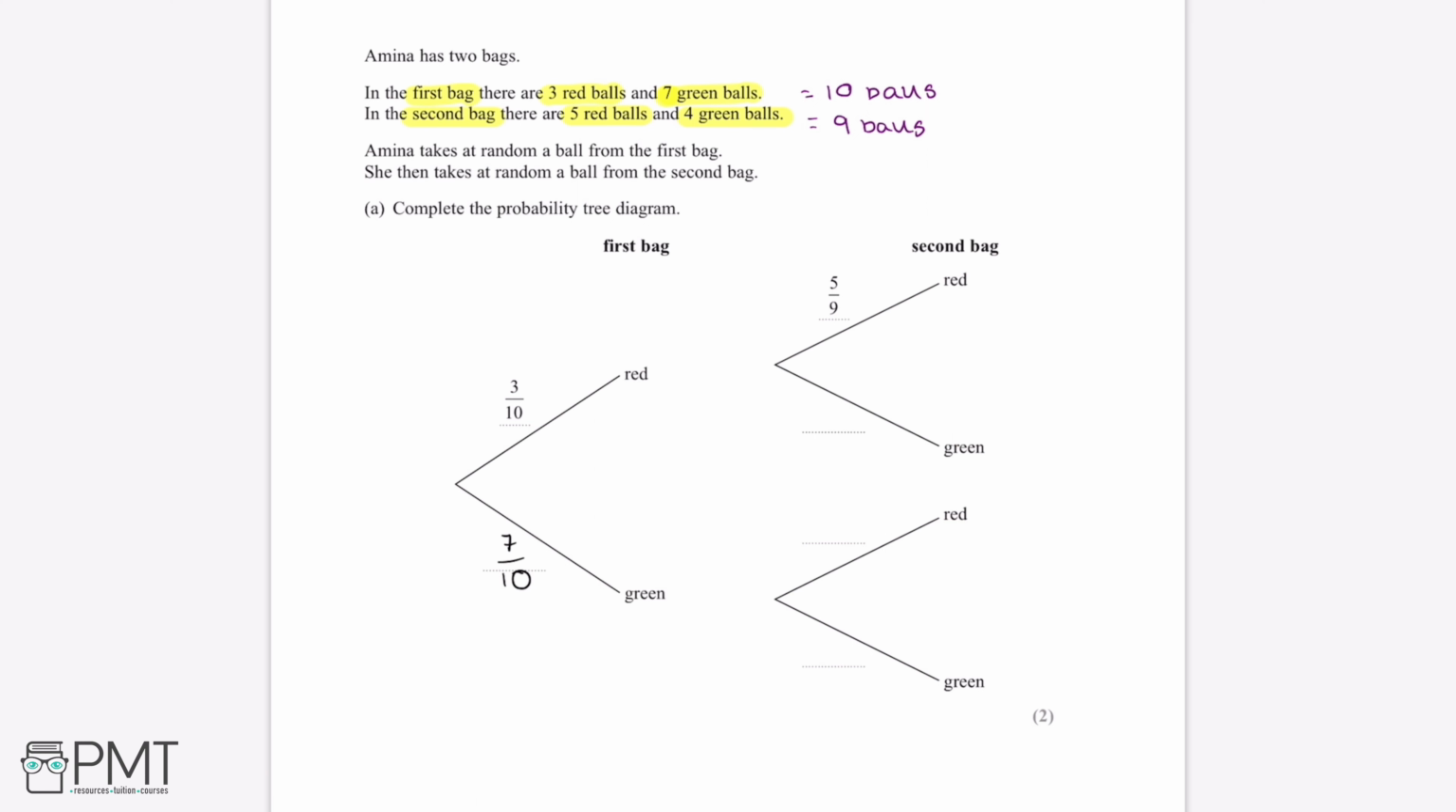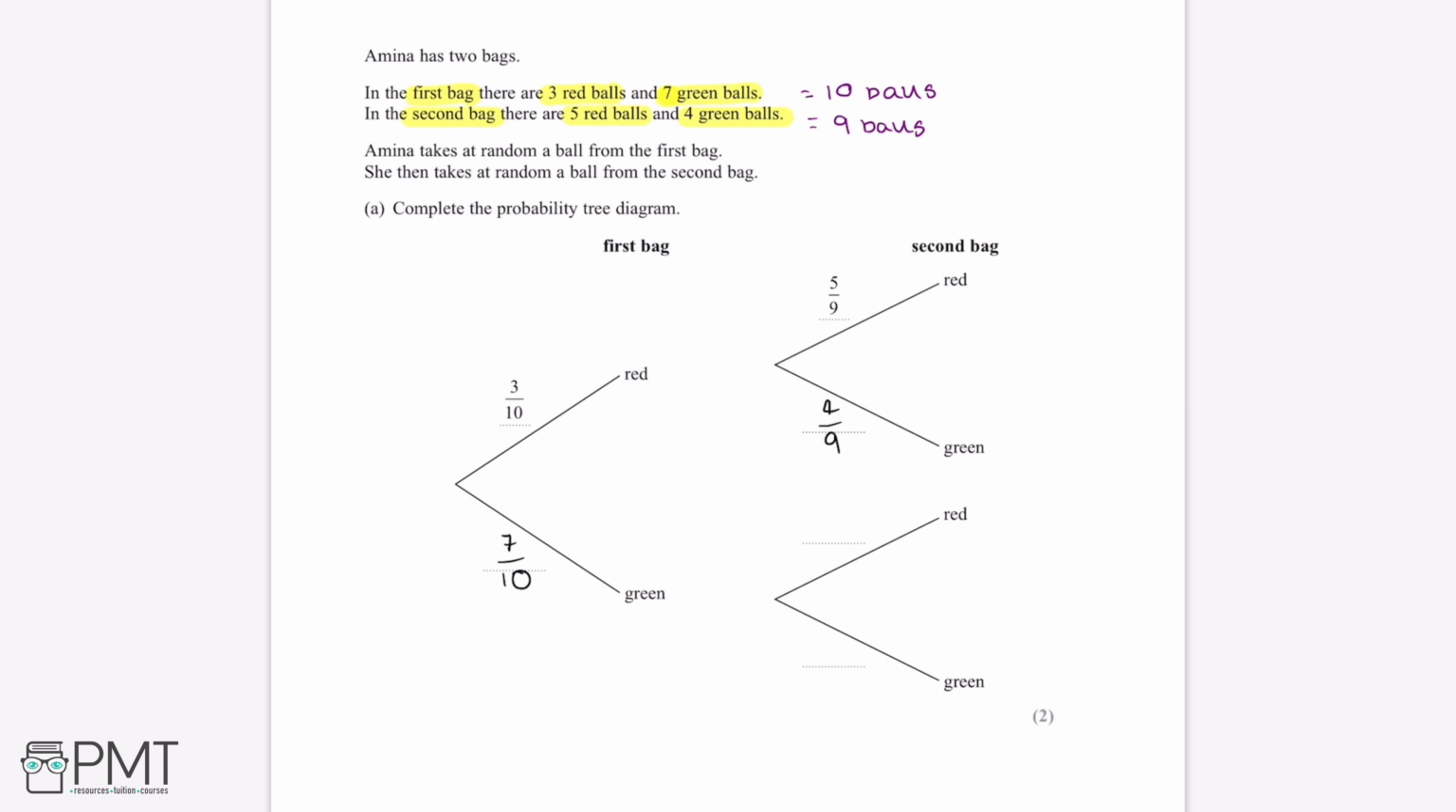In the second bag there are 9 balls in total, and the probability of choosing a red ball has already been filled in. So as before, we only need to fill in the probability of choosing a green ball, and we can use the same process as the first bag. If there are 9 balls in the second bag, and 4 out of 9 of these balls are green, then the probability of choosing out a green ball will be 4 divided by 9.